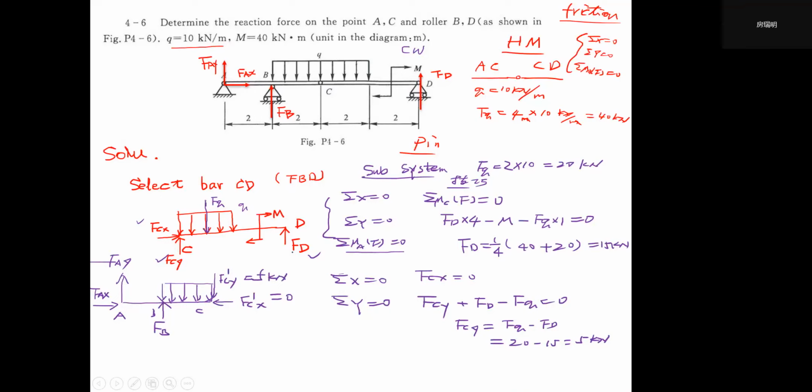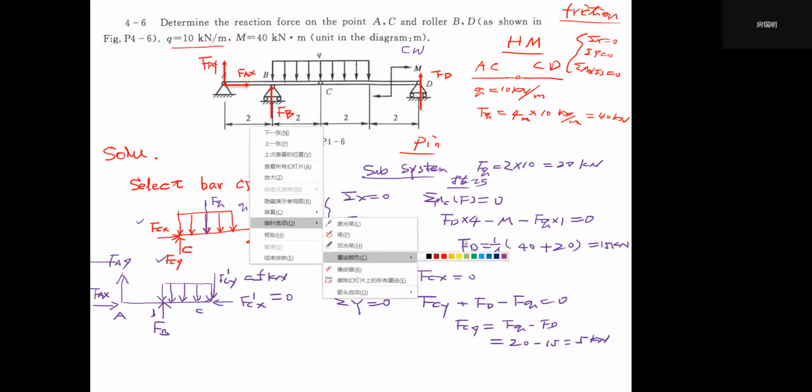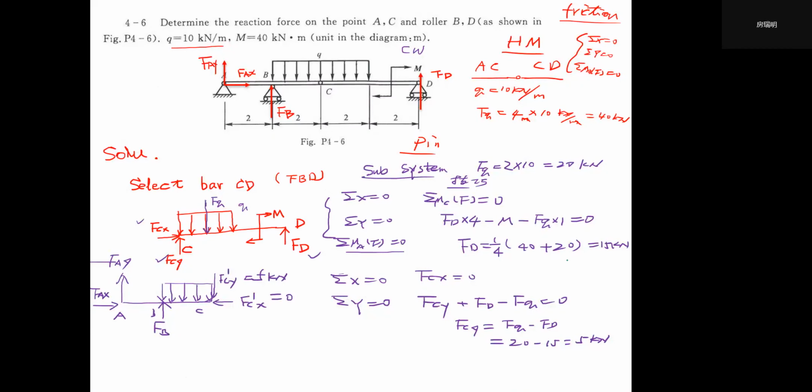I will change my pen's color again. This time maybe we use green color. You guys pay attention here. You can find from this subsystem. So once again, we can tackle this FQ. It also equals 20 kilonewtons, just like this, because it's symmetrical, and its position has a distance here, right? Also 1 meter to point C.